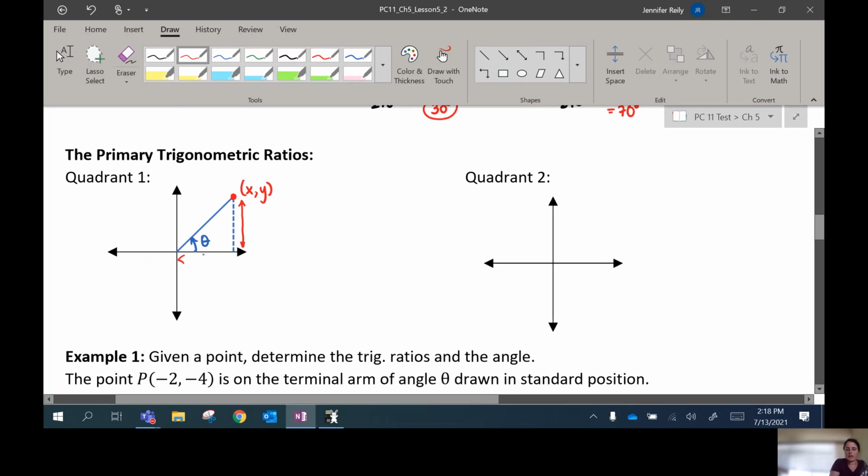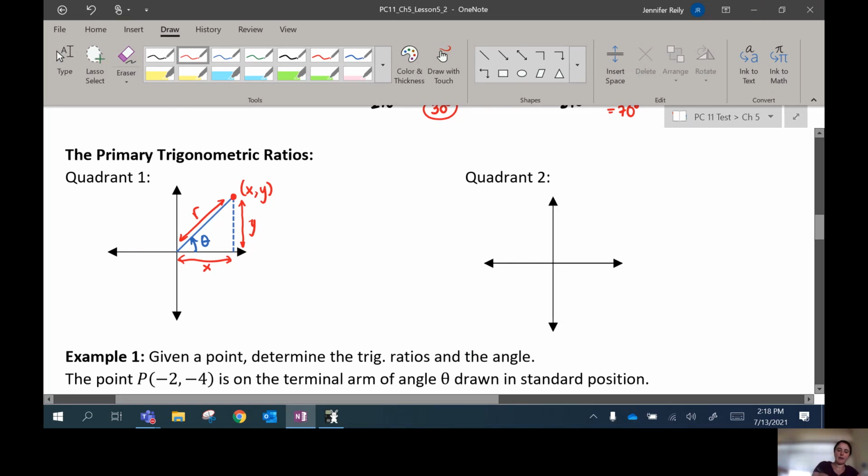Sorry, I'm just going to make these lines straight. It's bothering me. There we go. That's a little bit better. So this horizontal distance is x, the x value of the point there. This would be y, and then we called the hypotenuse r for radius.